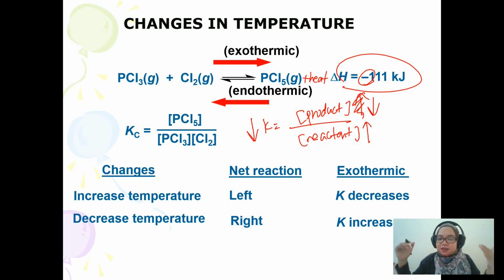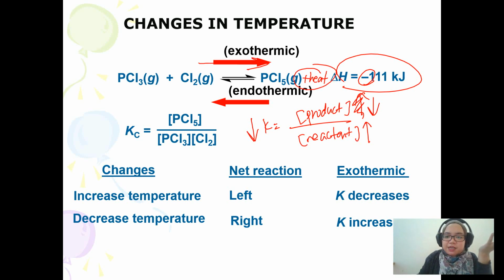Okay, kalau kita decrease temperature, sistem akan cari jalan untuk increase balik temperature. So, in this case, untuk exothermic reaction, dia akan shift to the right. Sebab apa? Kalau kita shift to the right, dia akan release more heat. So, produk akan form lagi banyak. Kalau produk form lagi banyak, value of K akan increases sebab dia directly proportional. So, value of K is directly proportional to the concentration of product. Betul? So, dekat sini, K will increase because product increase.